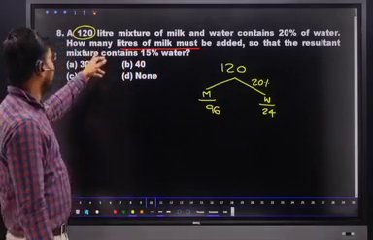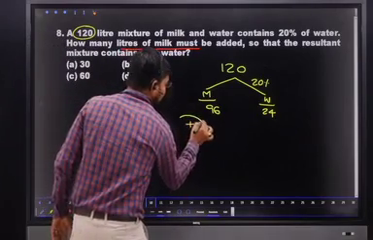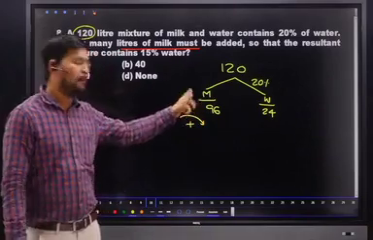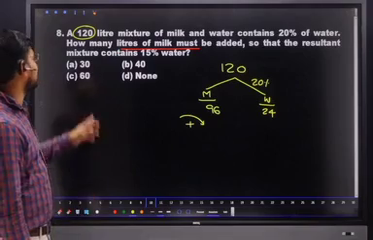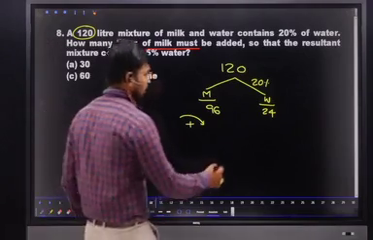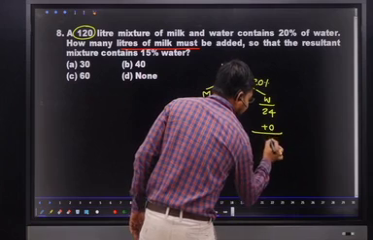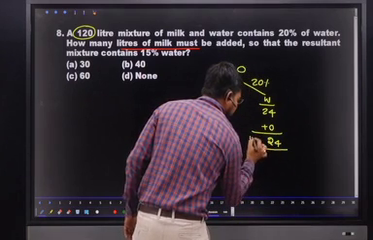Now, how many liters of milk must be added? In the previous question we were adding water, but in this case we are adding milk. The resultant mixture contains 15% water. Whenever milk is added, water is constant. Finally, water is how many liters? 24 liters. 15% is nothing but 24 liters.